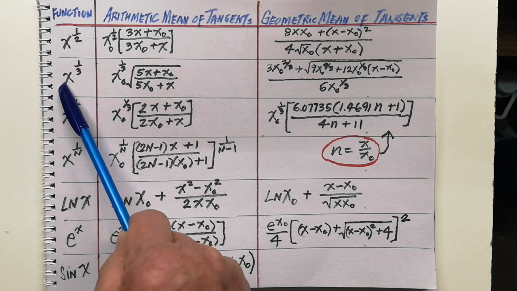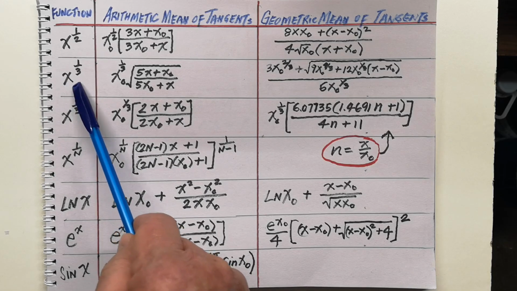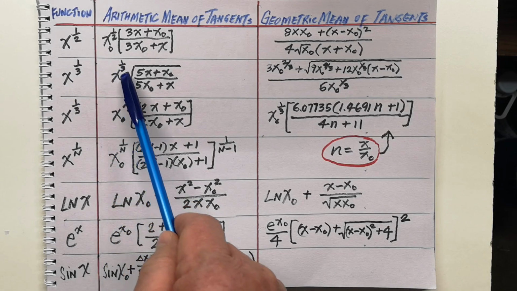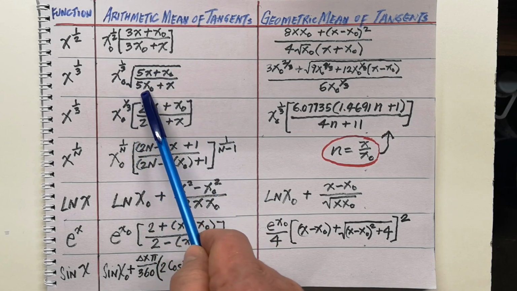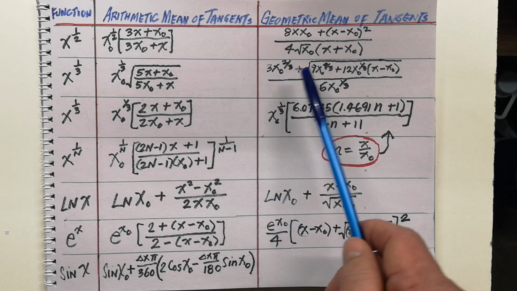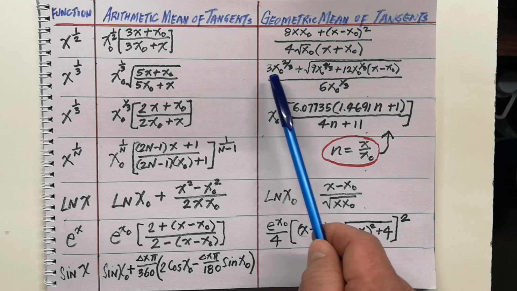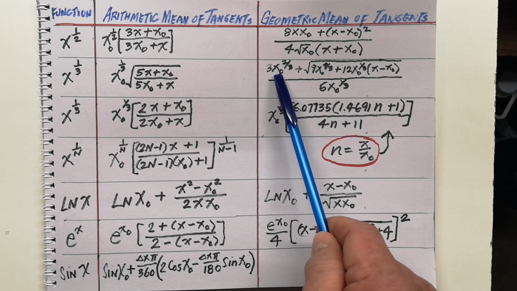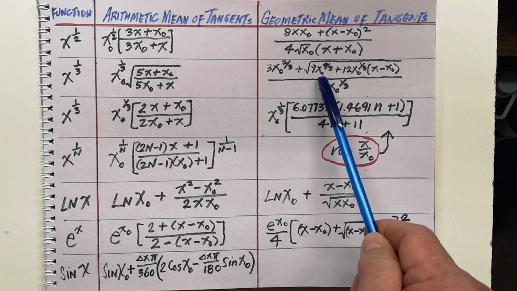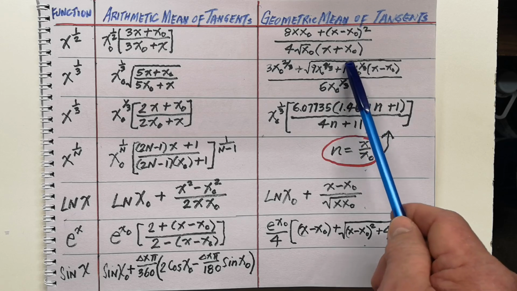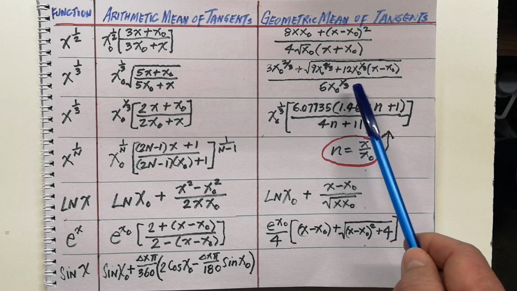And for cube root, this is the formula. Cube root of x equals cube root of x of 0 multiplied by square root of 5x plus x of 0 divided by 5x of 0 plus x. And for the geometric mean, this is the equation. Quite long: 3x sub 0 raised to the 2/3 plus square root of 9x sub 0 to the 4/3 plus 12x sub 0 to the 1/3 times delta x, divided by 6x sub 0 to the 1/3.